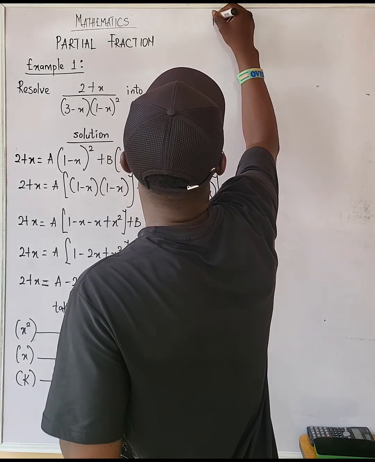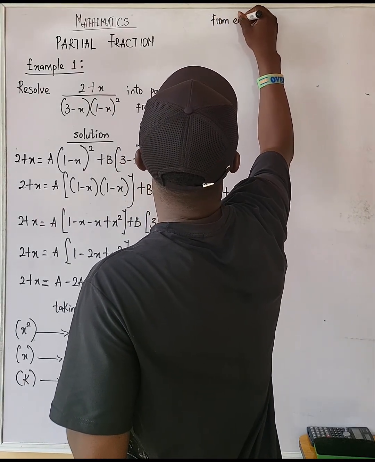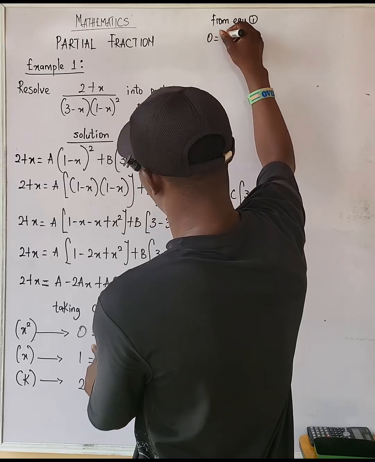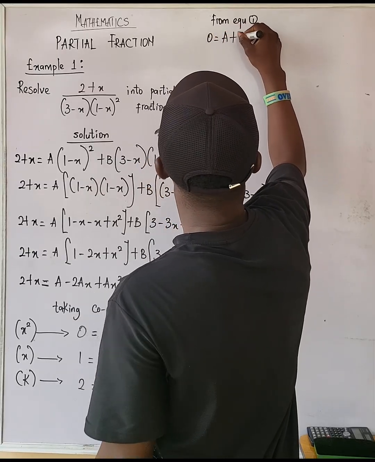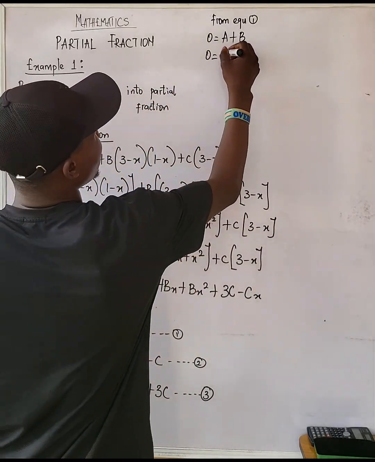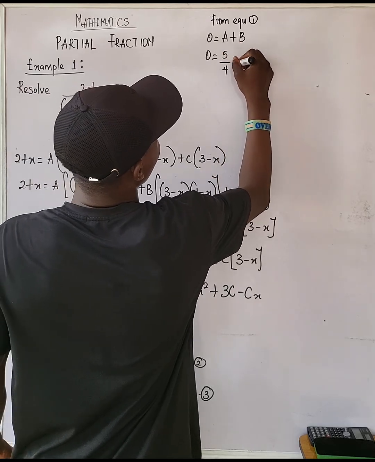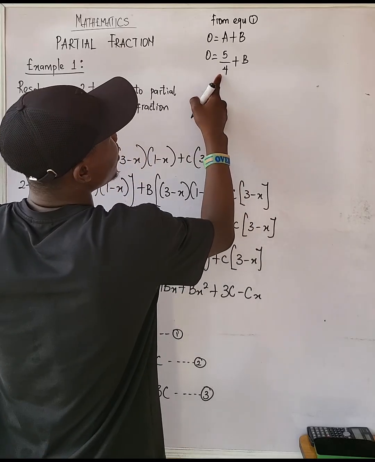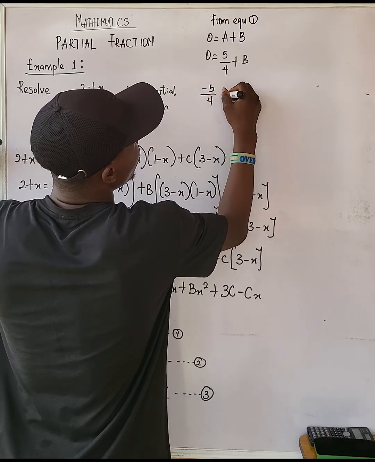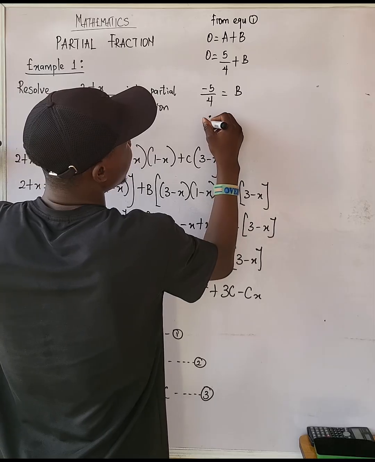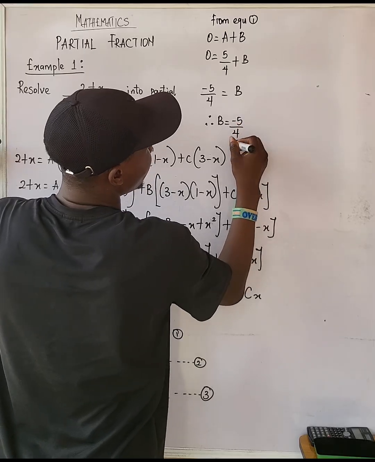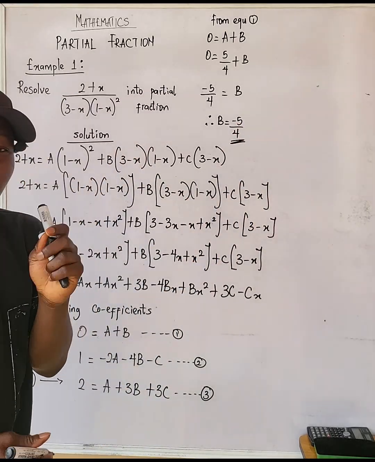So we'll say from equation 1. What is equation 1? Equation 1 says 0 is equal to a plus b, right? Don't forget, what is the value for a that we got? The value for a is 5/4 plus b, right? So let's bring 5/4 to the other side. When it crosses, it will change to minus 5/4 equals to what? We have b here. So therefore, what's my value for b? My b is minus 5/4. Do you understand? And that's how you get the value for b.